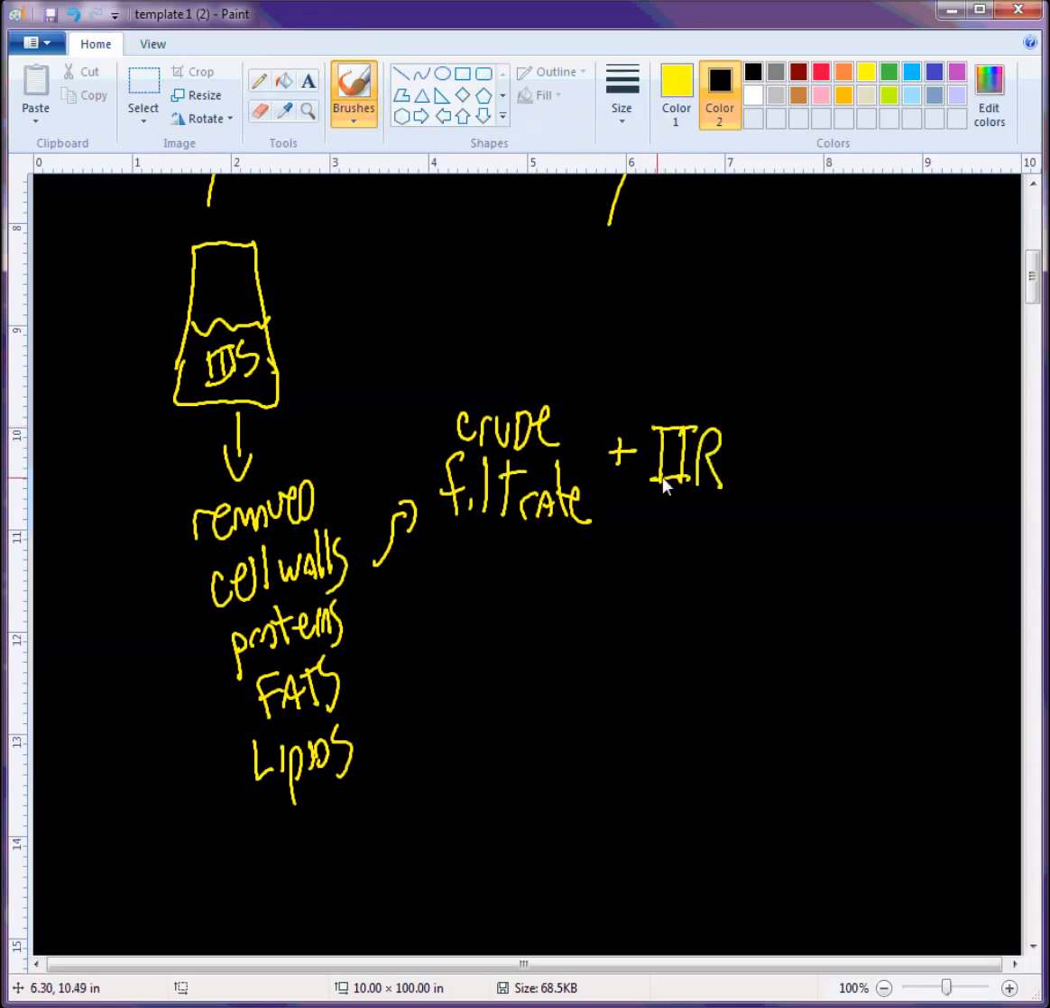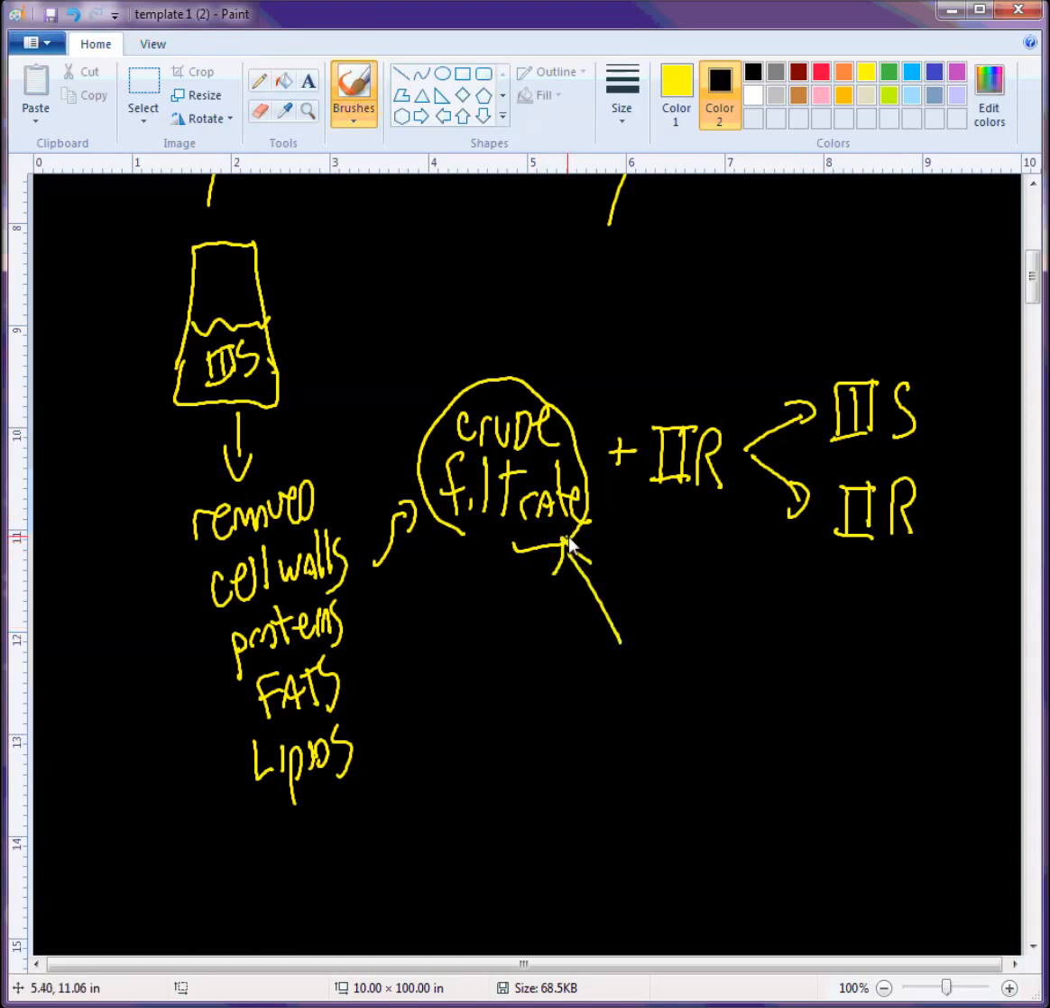And then they take that crude filtrate and they mix it with 2R bacteria. They will find that this crude filtrate will still transform the 2R into 3S. It doesn't transform all the 2R, but it transforms some of them. So they end up with both 3S and 2R. Their goal here is to figure out what is in the crude filtrate that is transforming 2R into 3S. Is it protein? Is it DNA? Is it RNA? Is it a combination of the three, or two? And so that's what we'll take a look at next.